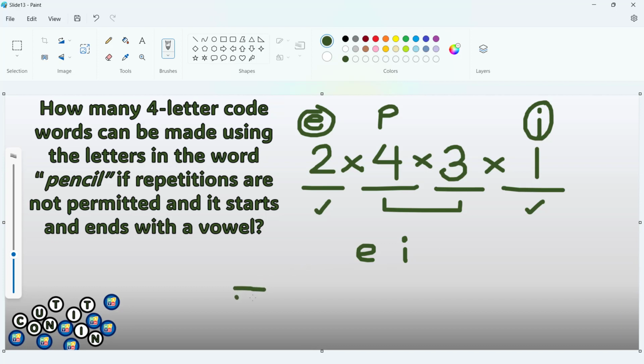That would mean 2 times 4 is 8, times 3 is 24, times 1, we have 24 possible 4-letter code words that can be made using the letters in the word pencil with the following restrictions. Number 1, there should be no repetition, and number 2, the first and the last placements should be occupied with a vowel. You could try writing all the possible combinations. You have only 24 in this instance, and that's not too much to do, but I'm going to leave that for you for your own practice.